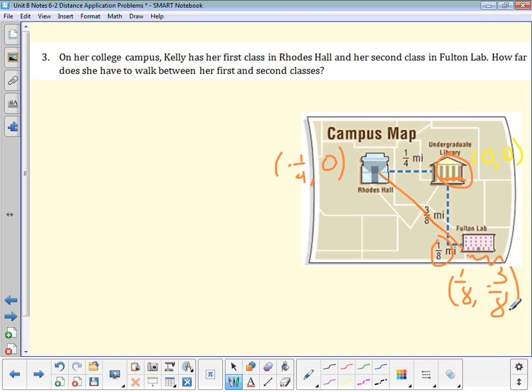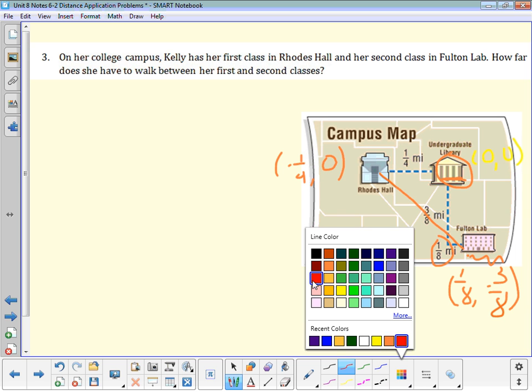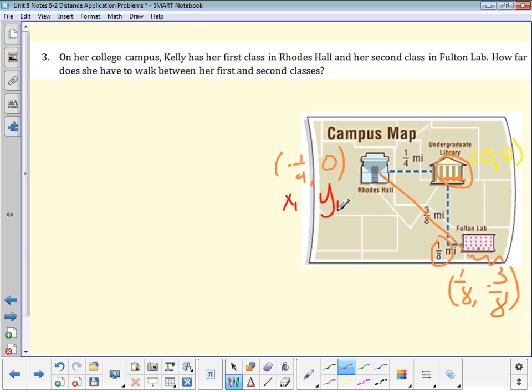Okay, so this is a little bit of a challenging problem, okay? So the biggest thing is just to figure out those coordinate points. So I always take the center one and make that 0, 0, and then I go left or right. If it's left, it's negative. If it's right, it's positive. So now we're going to plug this into the distance formula. So let's go ahead and make this x1, y1, x2, y2. Let's plug it into that distance formula.